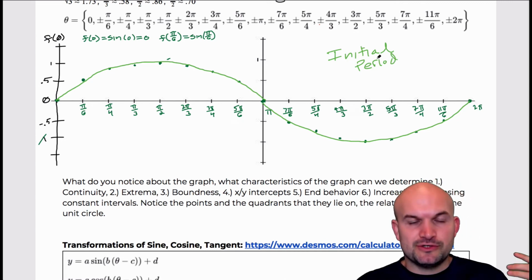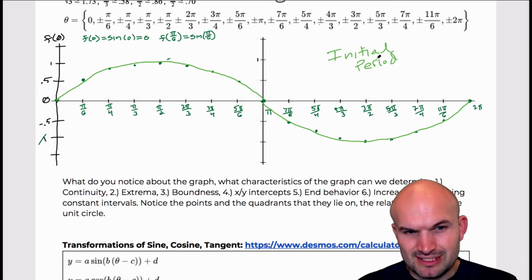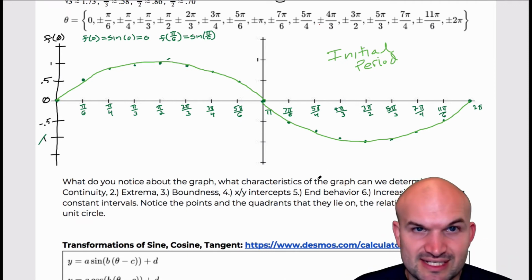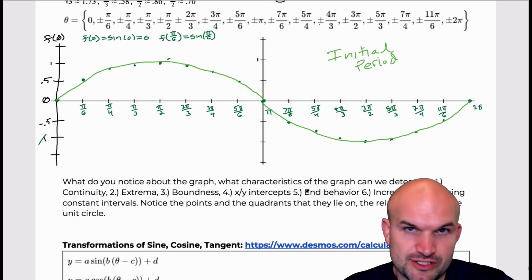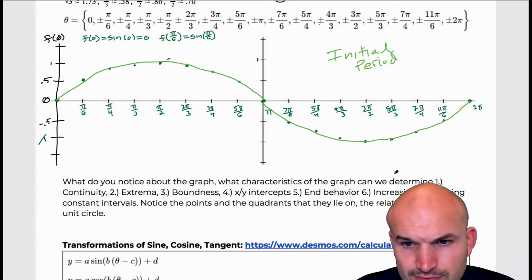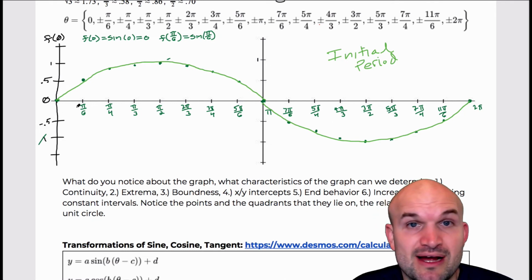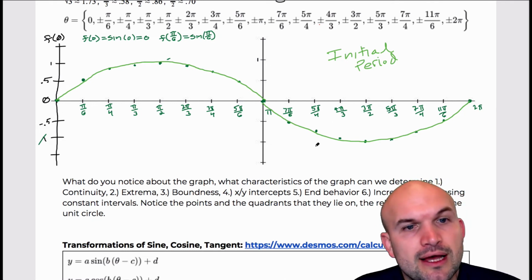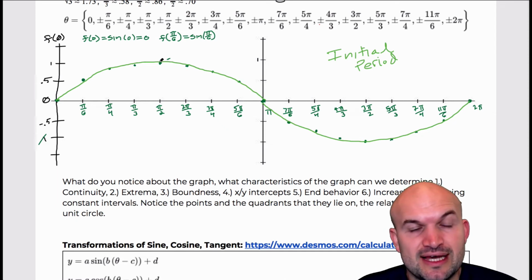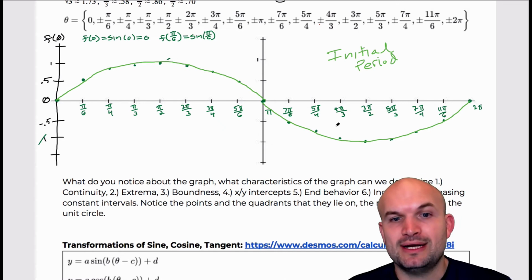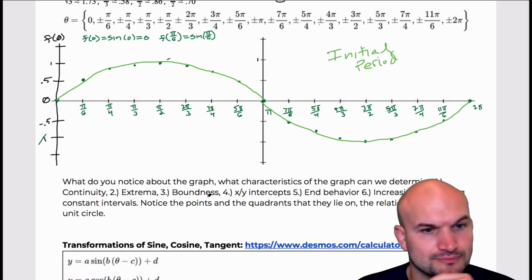Basically, what I like to do is have students bring this up so we can have some conversations about the characteristics of this sine function, because the characteristics of the sine function are going to help us relate to the other trigonometric functions. So a couple of things we look at here is the continuity. We can see in this initial period that the graph is continuous. There are no discontinuities. There are some extrema. You can see that there's an absolute maximum at pi halves and an absolute minimum at 3 pi halves, or a maximum value of 1 and a minimum value of -1.